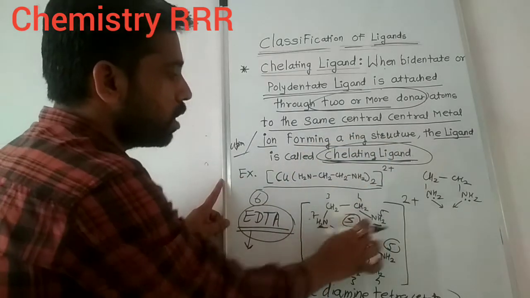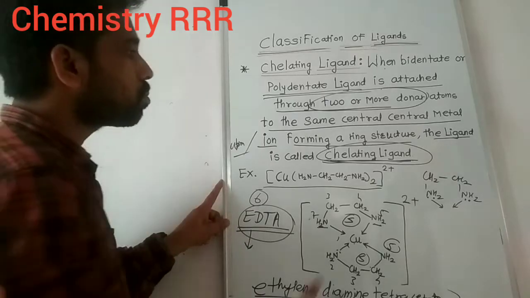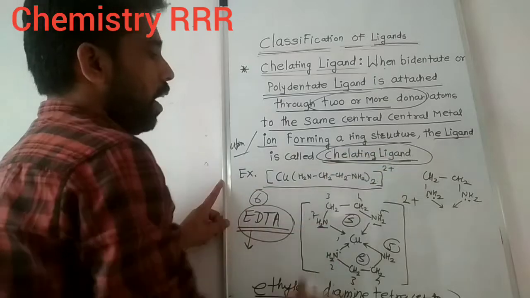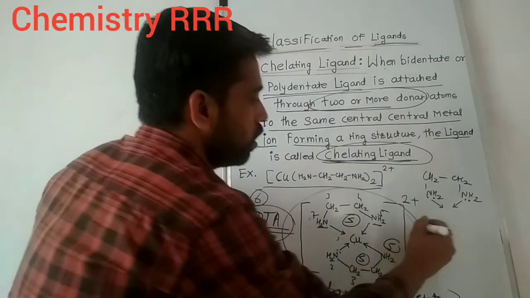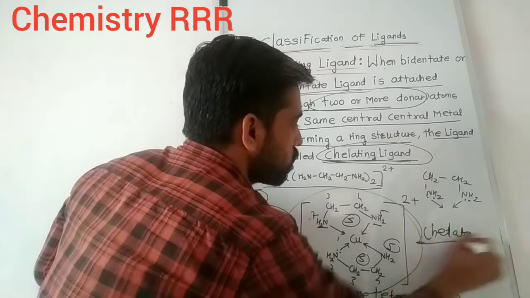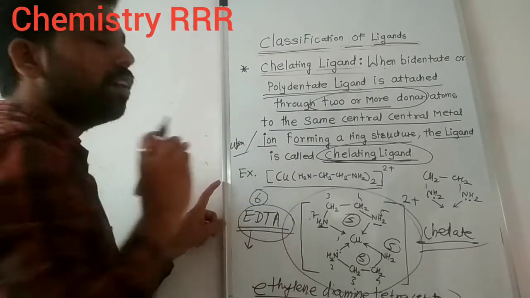There is a formation of the ring structure. In this case, there is formation of the 5-member rings. The ligand is called chelating ligand, and the structure formed is called the chelate. This complex is called a chelate. This is all about the chelating ligands.